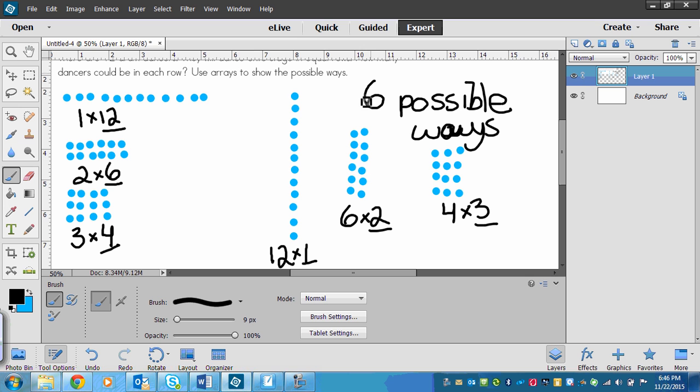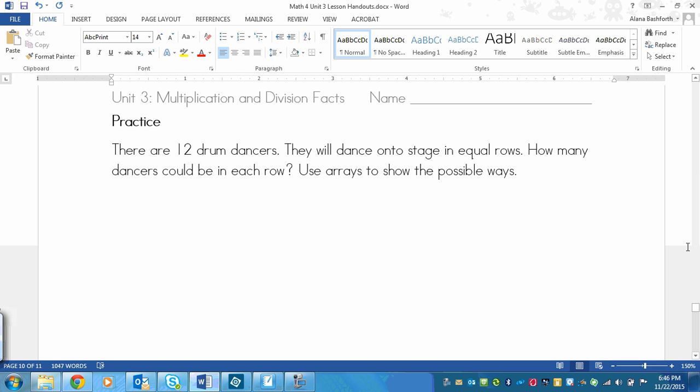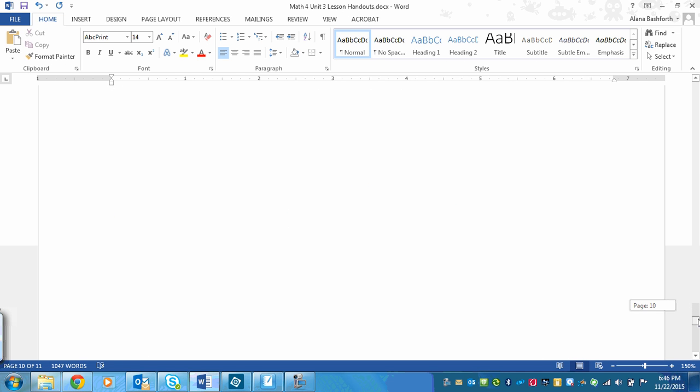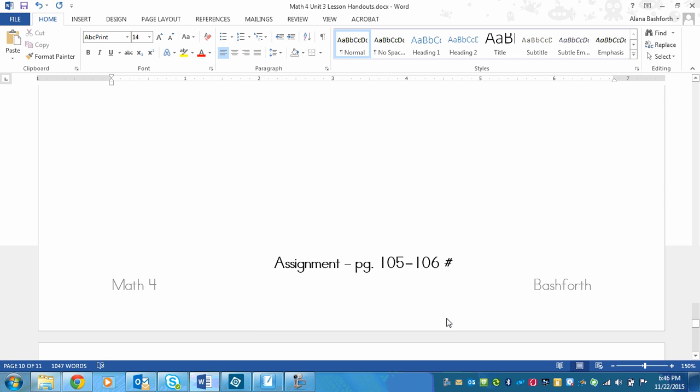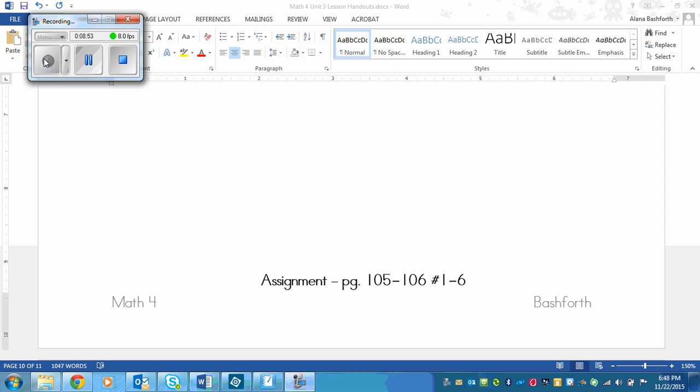Okay, if you would like to use manipulative counters to put them out first and then draw, you're welcome to do that. But you do have to show the arrays when it asks. So your assignment is on the bottom of this page, and it is page 105 to 106. Numbers 1 to 6. There they are. I forgot to write them down before. Okay, so there's your assignment.